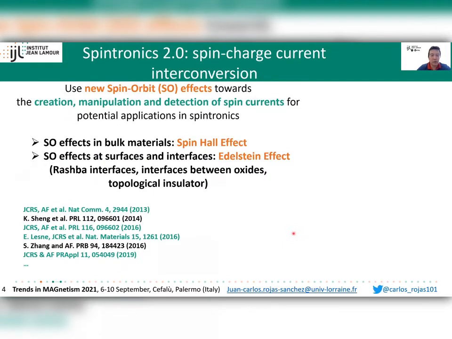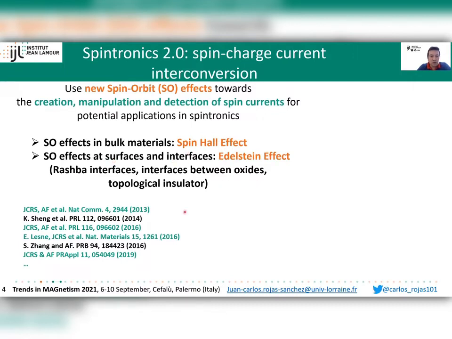And that is what some of us call spintronics 2.0, or spin orbitronics, where the main operation is the spin charge current interconversion. So one way of doing this is thanks to the spin orbit effect. We can create, manipulate, or detect this spin current in different ways, but at some point in our system, at some place, we will need either an interface or a layer with a strong spin orbit coupling. In bulk material, this spin charge current interconversion is called the spin Hall effect, and in surface or interface it is called the Edelstein effect.